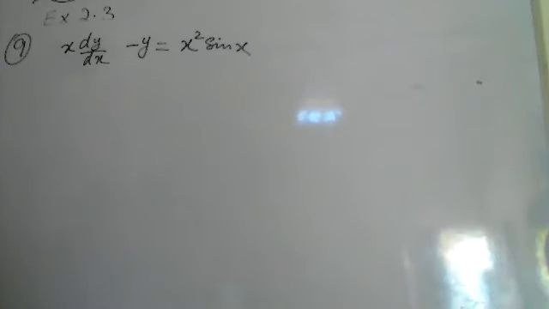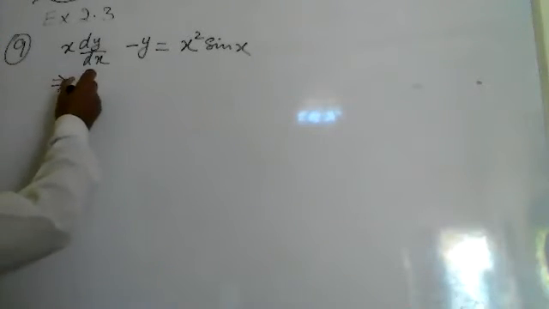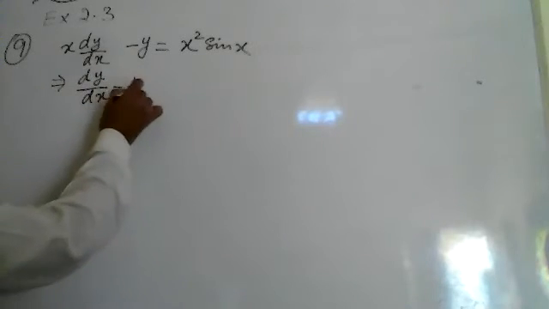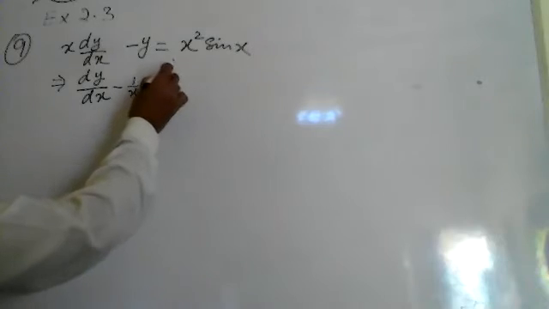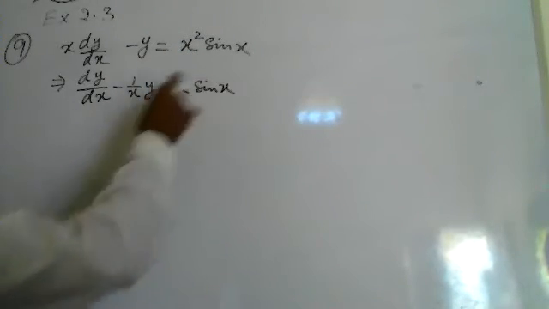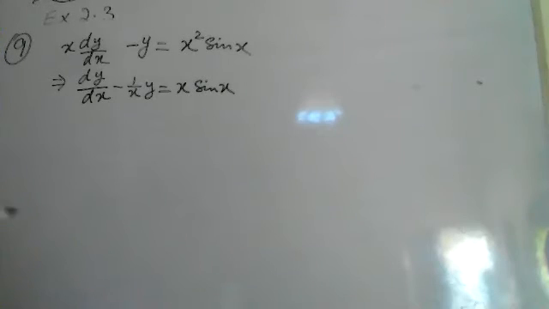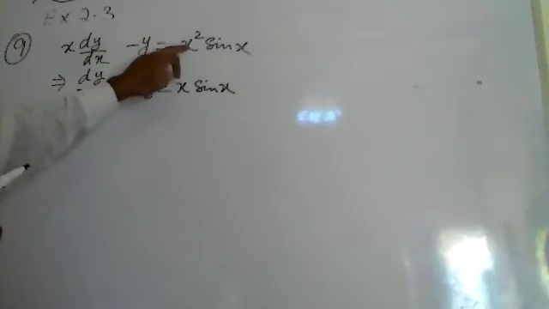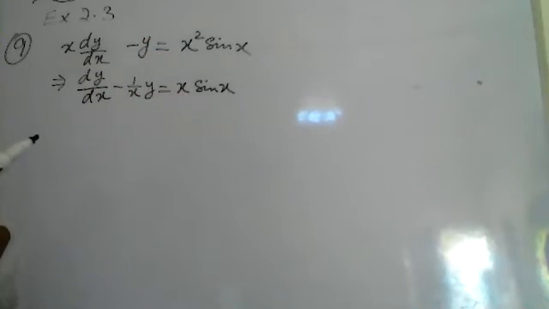When we divide by x, it will become dy upon dx minus 1 over xy, and the right side divided by x will become x sine x, since x square upon x will be x. So dy upon dx minus 1 over xy equals x sine x.